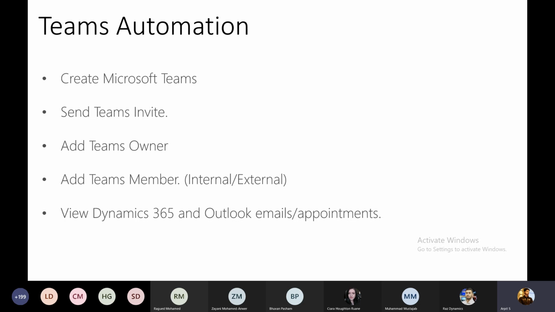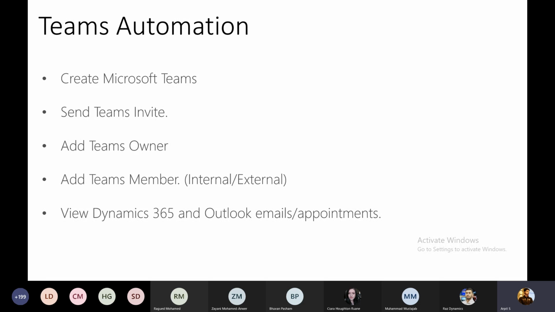So you can simply introduce a chatbot, a Power Virtual Agent, and there is no need to set up a customer support agent to provide the Teams URL to that particular user. You can simply automate that process. Power Automate can get the Teams URL from the Dynamics CRM and send it to the user. That is how you can automate the creation of teams, sending Teams invitations, adding Teams owners, and adding Teams members.